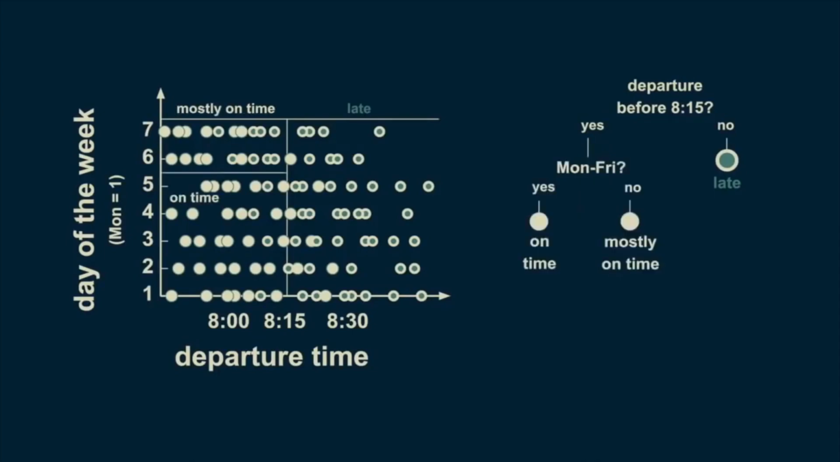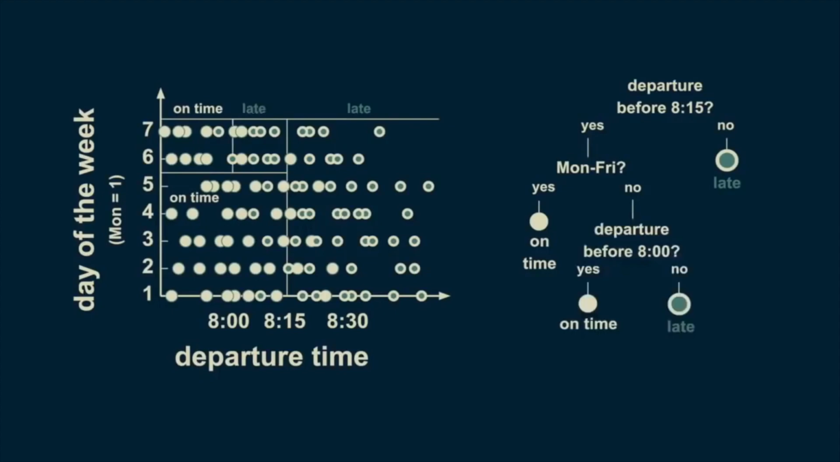Now, a weekday departure before 8:15 is confidently on time. However, weekend departures before 8:15 are mostly on time, but not entirely. We have updated the decision tree with a node that reflects this new decision boundary. Now we can further refine our estimate by subdividing our weekend pre-8:15 departure times into before and after 8 o'clock. Before 8 o'clock, almost all of the arrivals are on time, and between 8 and 8:15, the majority of them are late.